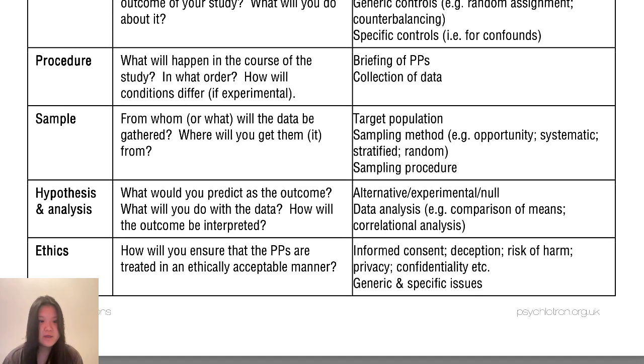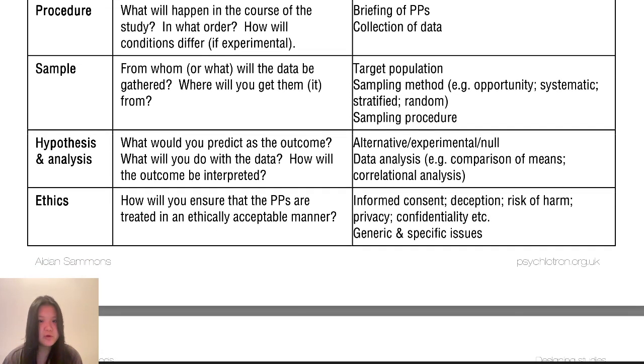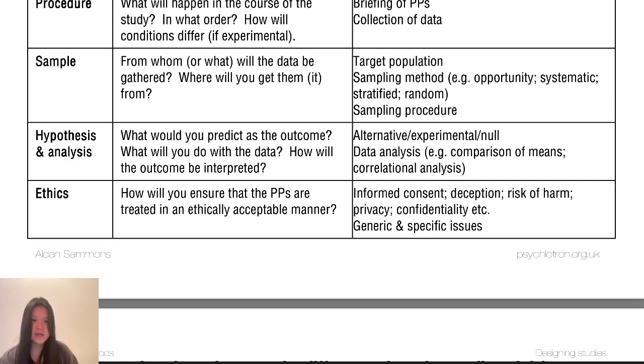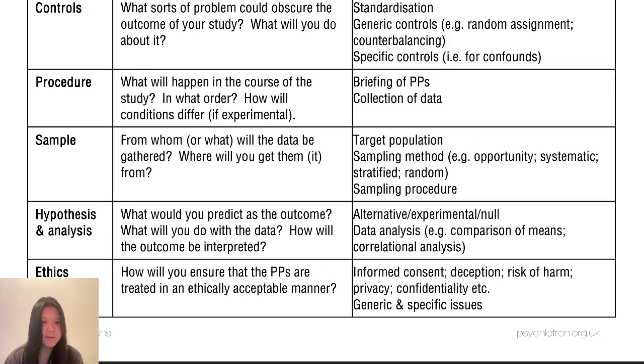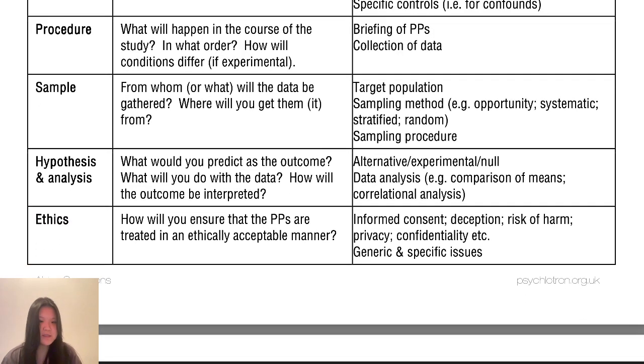Sample: from whom or what will the data be gathered, and where will you get them from? The things that you have to specify here are target population, sampling method, and sampling procedure. For sampling method, you can talk about opportunity, systematic, stratified, random, all of these.